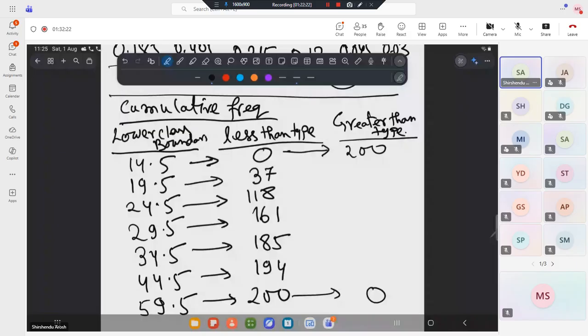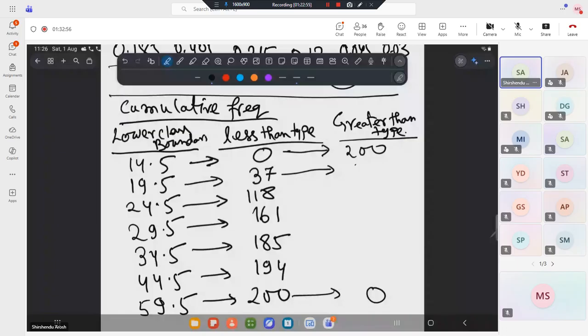Now the similar case for above 19.5: how much frequency should be there? Above 19.5, you are losing the first frequency set, the 37 set. You need to understand this a little bit, just repeat the sentence: above 19.5, how much frequency is there? That means the 14.5 to 19.5 frequency you are losing. That's why it will become 163.